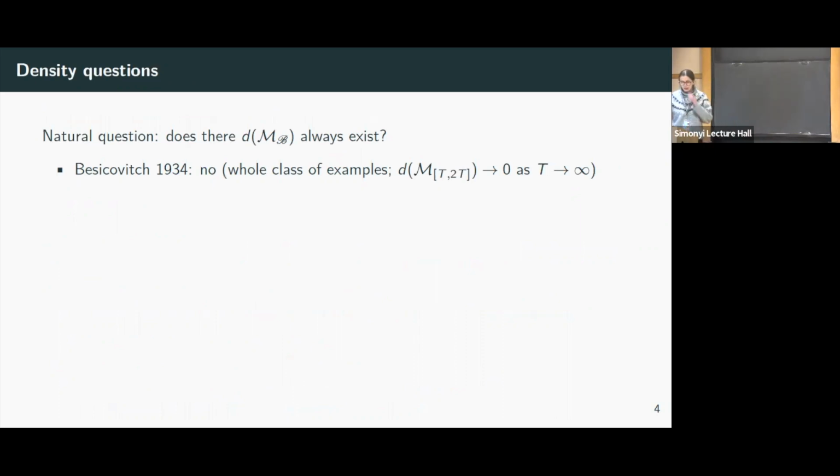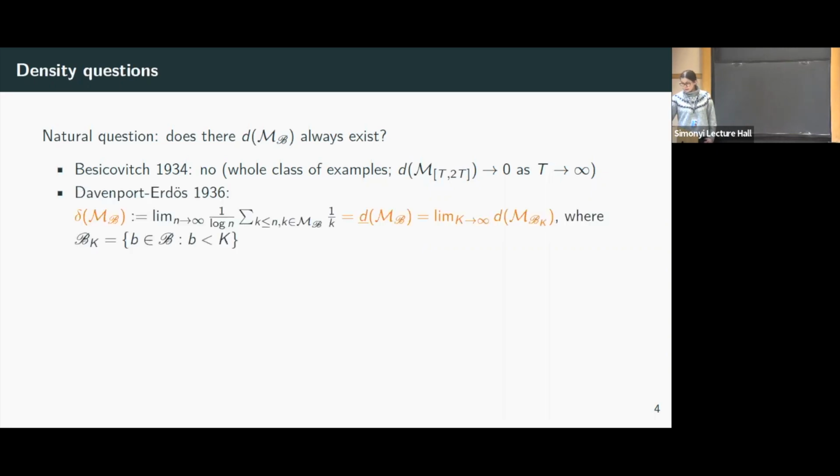Besicovitch gave a whole construction of how to get sets B whose corresponding sets of multiples or B-free sets do not have natural density. The main idea behind it is that if you take the interval from t to 2t and you take the corresponding set of multiples, then the density of this set goes to 0 as t increases. Okay, so the density may not exist.